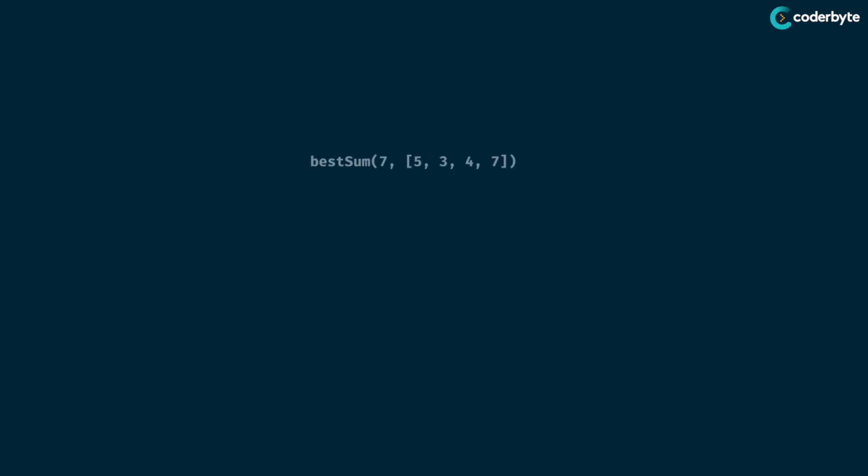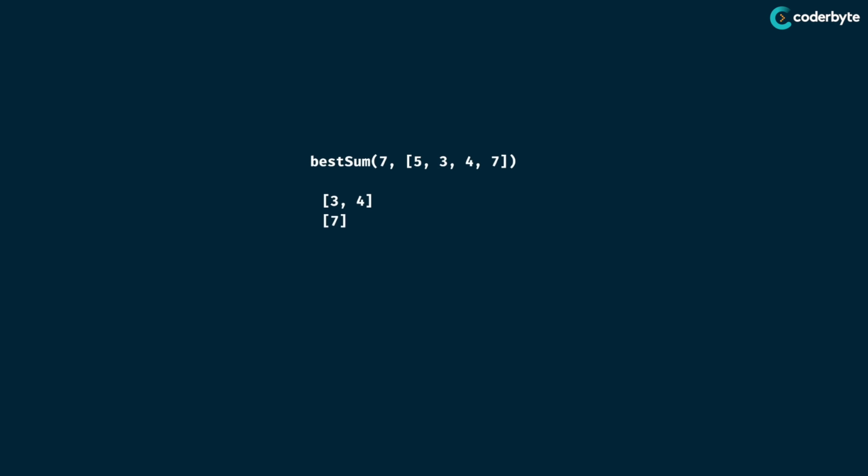So let's say I gave you this example. Here my target is 7, and the numbers I choose from are 5, 3, 4, and 7. So there are a few different ways you can generate your target of 7. One way would be to do 3 plus 4, that's one combination. But another way would be to just take the 7, because notice that 7 is actually a member of the array.